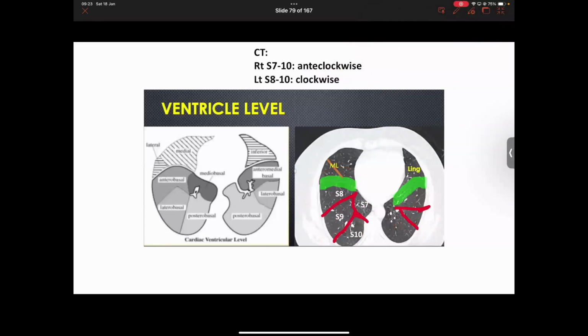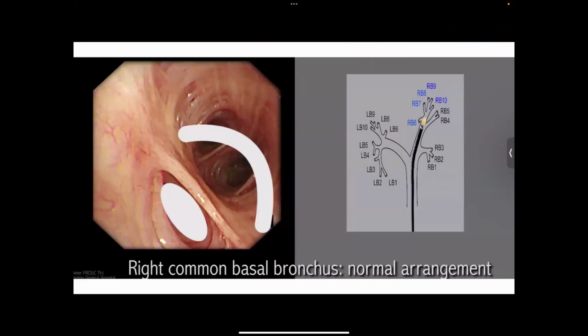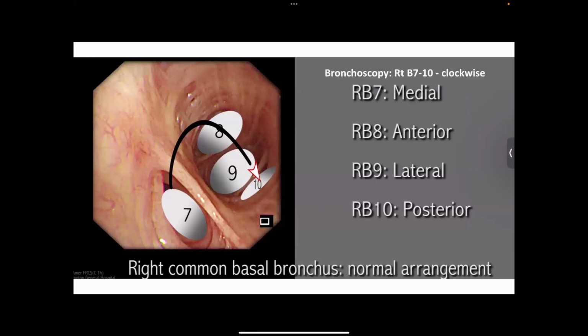So now let's move forward. This is the same thing in the bronchoscopy, another pattern. If we do the bronchoscopy on the right side, this is the medial-basal segmental bronchus, and 8, 9, 10 will be located like here. So it will go in the clockwise direction in the right side of the bronchial tree. So on bronchoscopy, right B7 to 10 will be clockwise. This is the pictorial diagram which has been shown here.